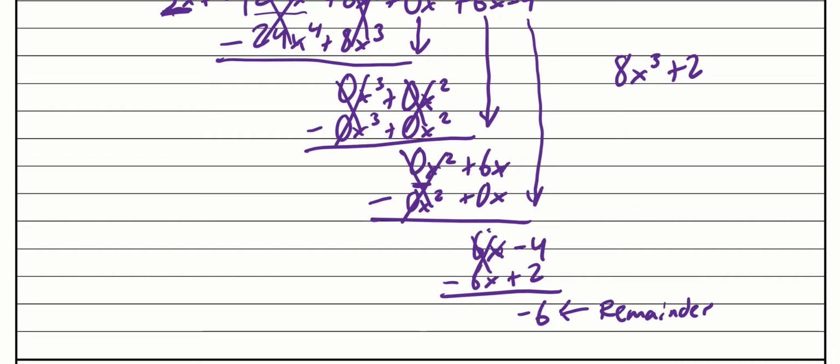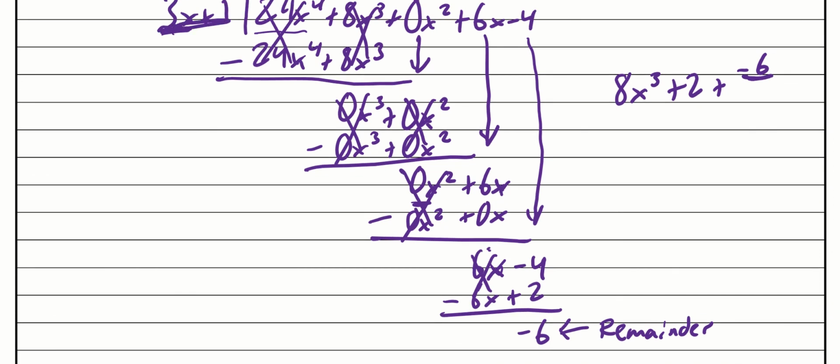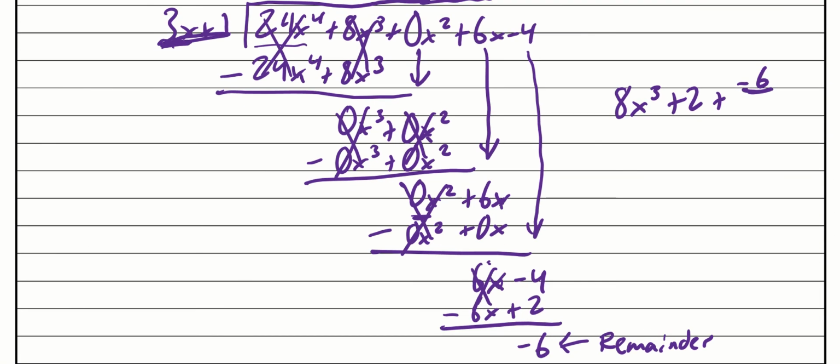And then don't forget your remainder here. So as a reminder, the way that you write your remainder in your final answer is you put plus, you put the remainder on top, and you put the divisor on the bottom. And as a reminder, the divisor is this term on the outside here. So I would put 3x plus 1 on the bottom. And so my final answer here is 8x cubed plus 2 plus negative 6 over 3x plus 1.